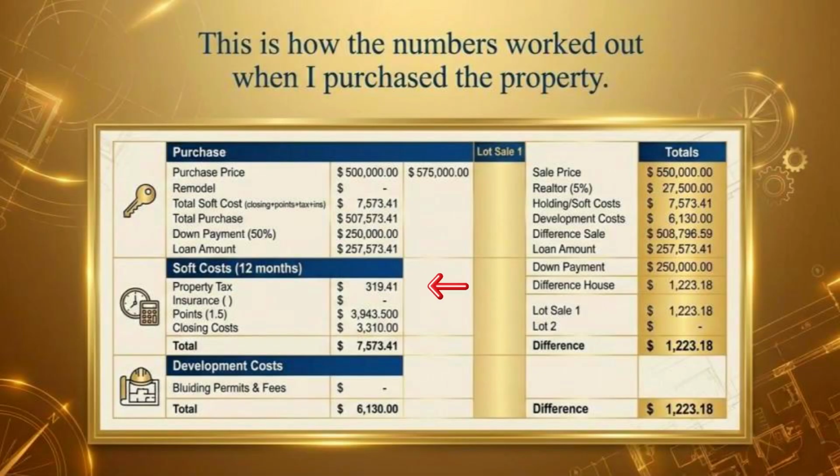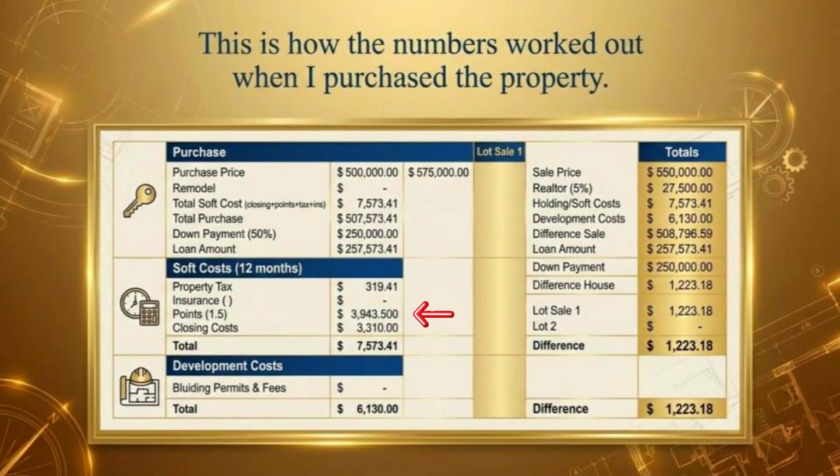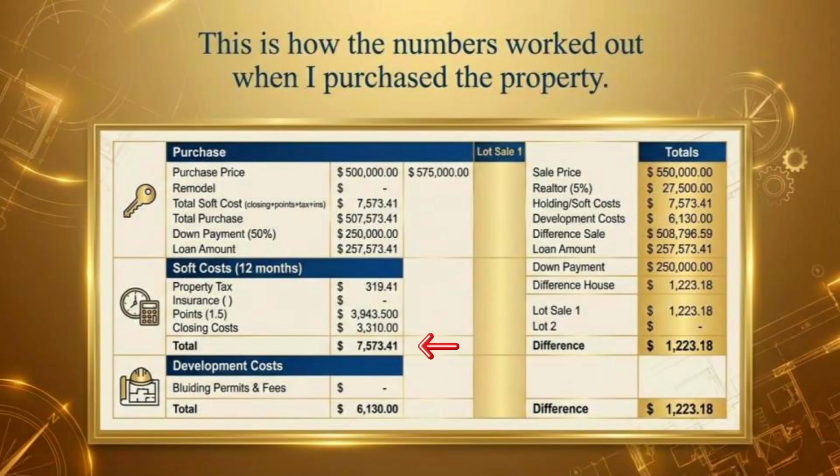It's $319.41. Insurance companies don't insure bare land, so I don't carry a policy on that. I do carry an umbrella policy, but I don't have one specifically for this property, so I didn't have to pay for that. Then I had points because I knew I was going to get a loan on this property, and the points on this property were 1.5%. And so that was $3,943. And then I knew that I had closing costs. And these are the costs that the title company and the escrow company charged me to handle the transaction for me.